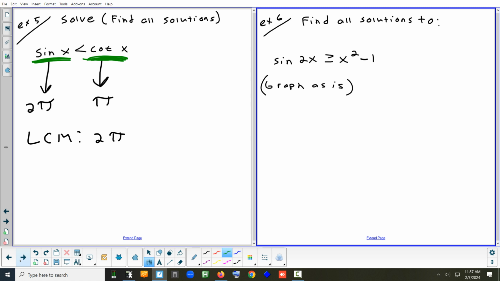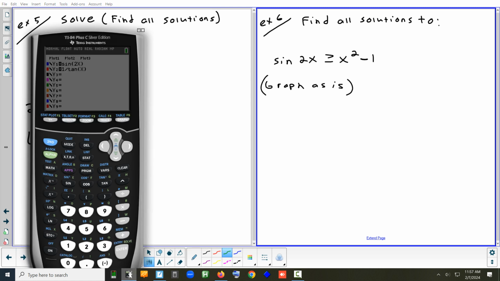Alright, let's look at this. Sine 2x is greater than or equal to x squared minus 1. Now let's just graph it the way it is. Don't move anything left to right. Just put what's on the left in y1. Put what's on the right in y2. And let's do zoom 7. So you're looking for where the wave is above or equal to the parabola. That's what the right side is. It's a parabola.